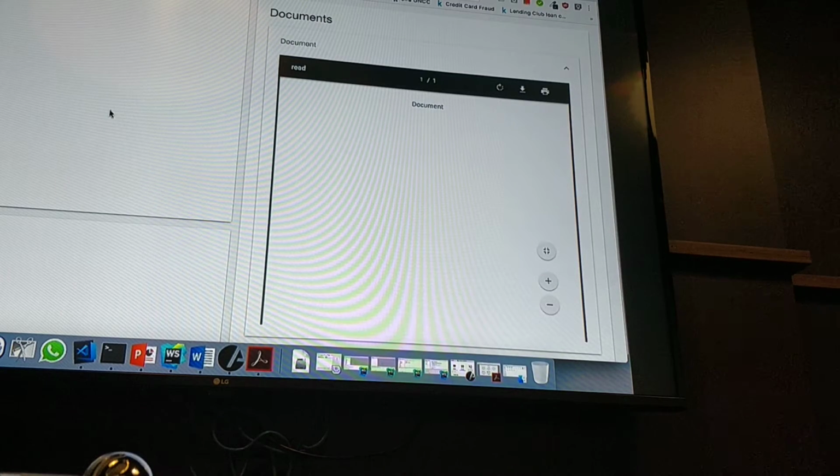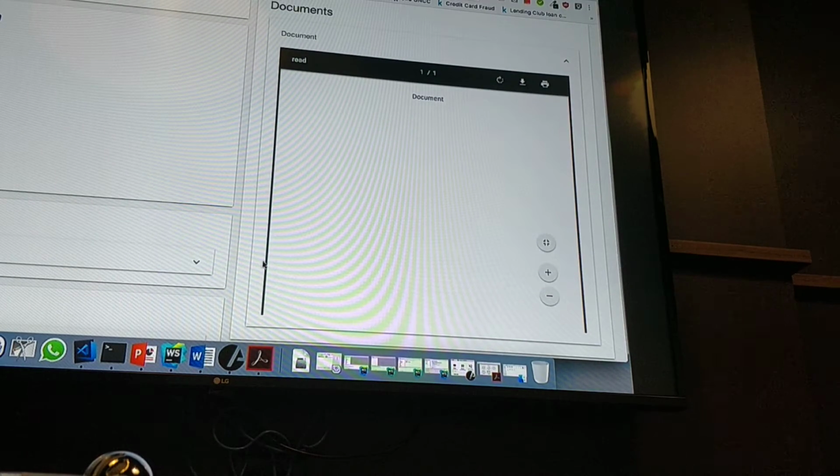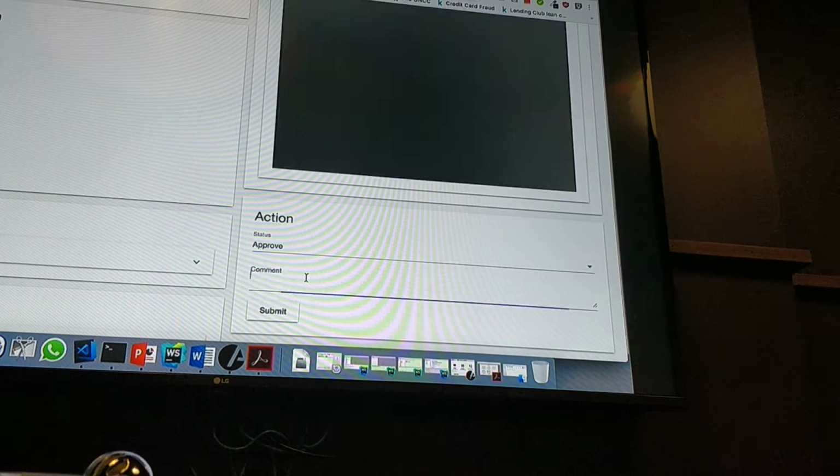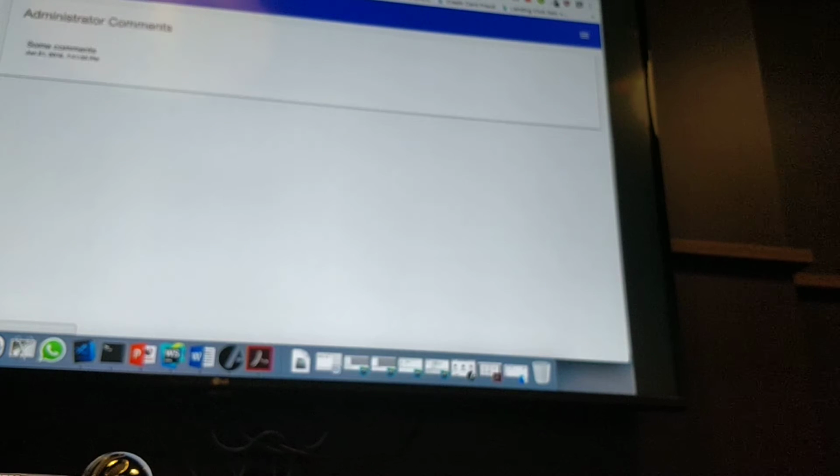Right, so here I am on the administrator interface. I can see all the information, I can see the documents, and I'll approve it, put some comments if required, save it, and the status is updated. You can see the approved status and admin comments here.